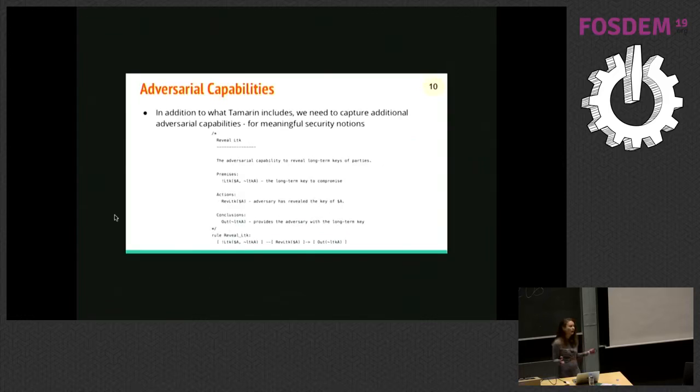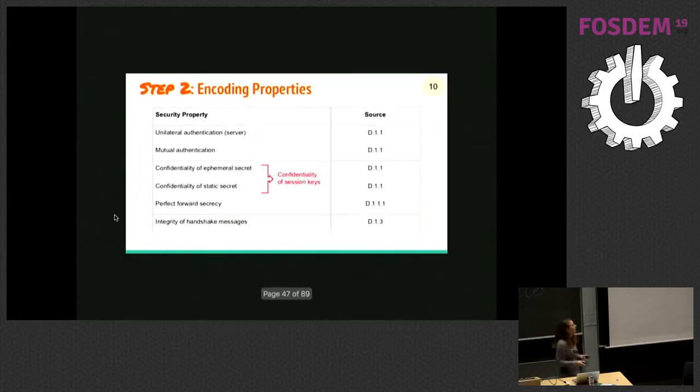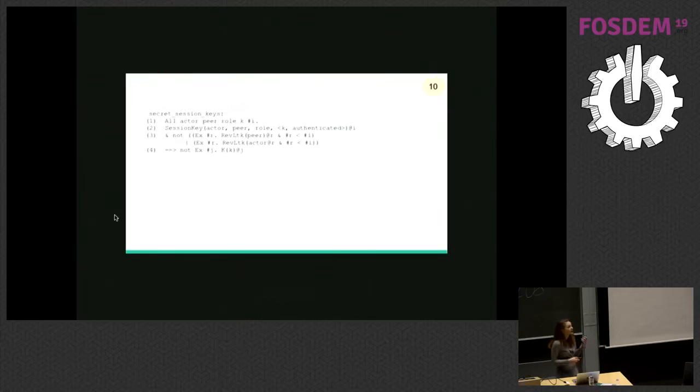We also had to encode adversarial capability, so what the adversary can do, and again you use a rule, and this just gives the adversary the power to reveal long-term keys, and you need that when you specify properties. So we worked our way through the draft 10 specification, and we came up with a list of properties that we could prove in Tamarin, and that's where they are in the specification. And this is what an encoding looks like in Tamarin, right?